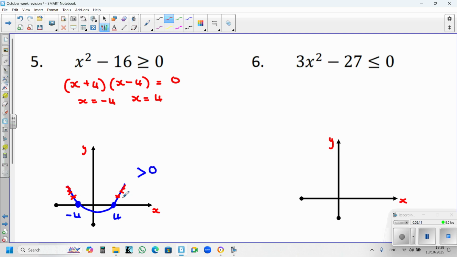So how do I describe all those x numbers? If I could read them off, they're starting there and they're going in that direction. So x is greater than 4. All of these ones are going that way.